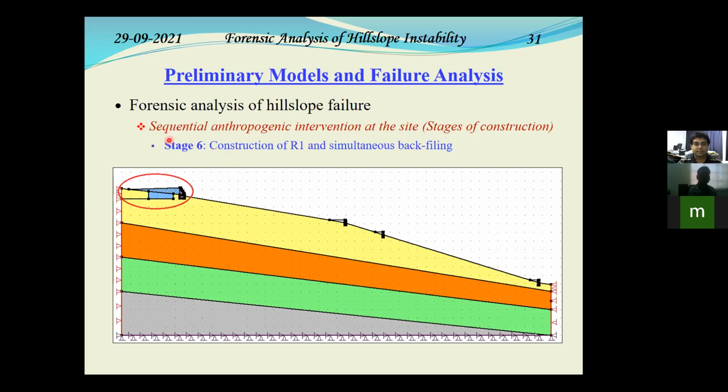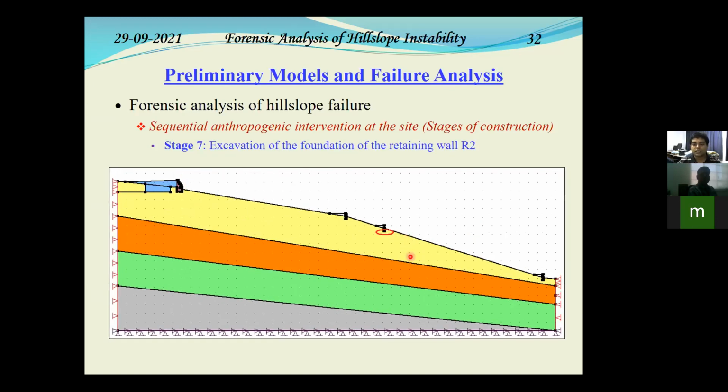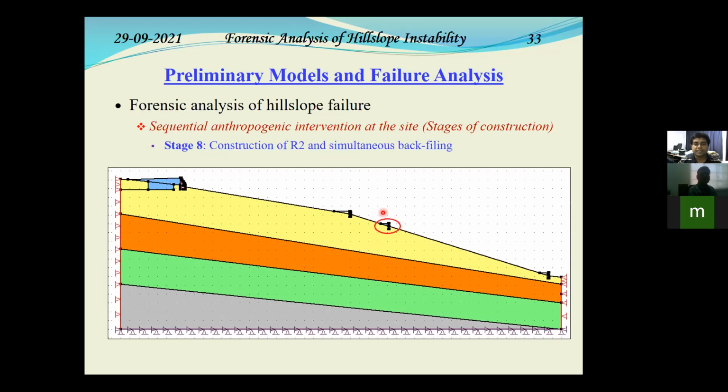So stage 6 construction of R1 is completed. Now, if you remember that after the construction of R1, on the steeper face of the slope, we had the housing colony. To protect that housing colony, R2 was constructed. So excavation for R2 was done at stage 7, and at stage 8, R2 was completely constructed.